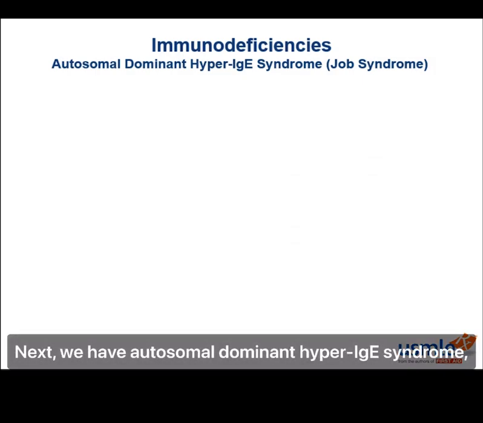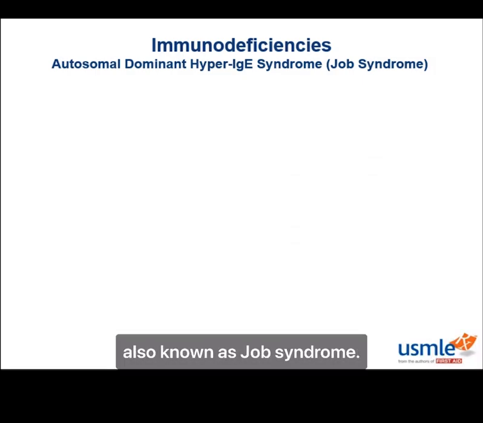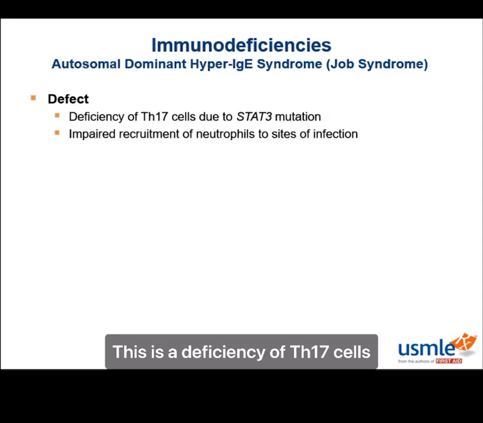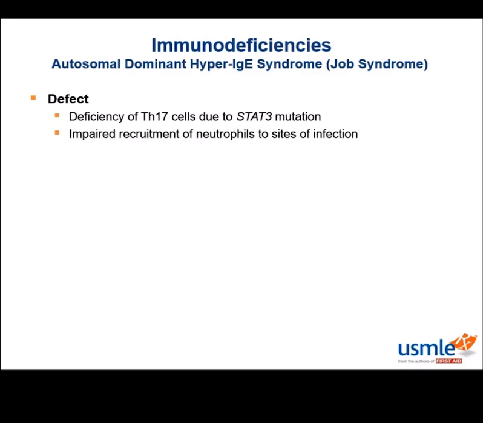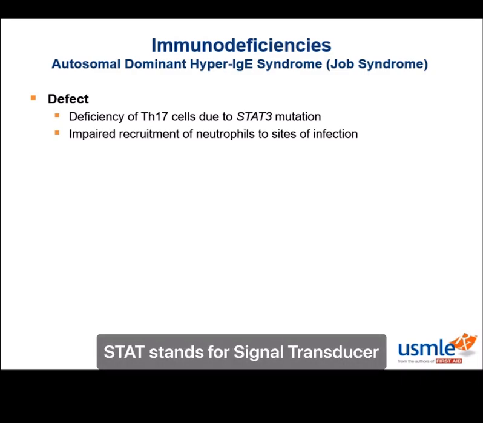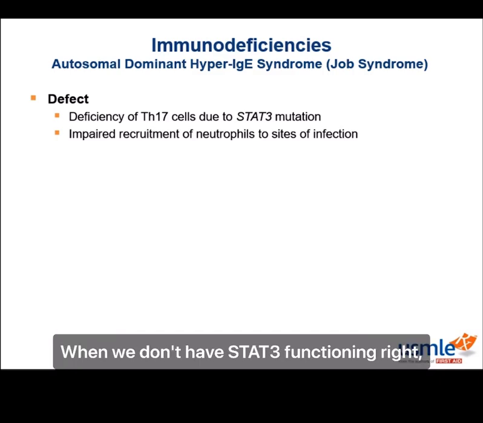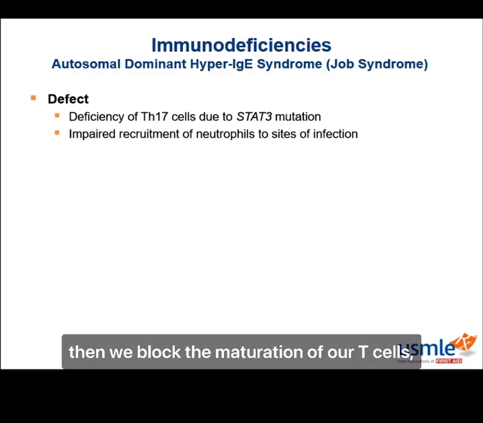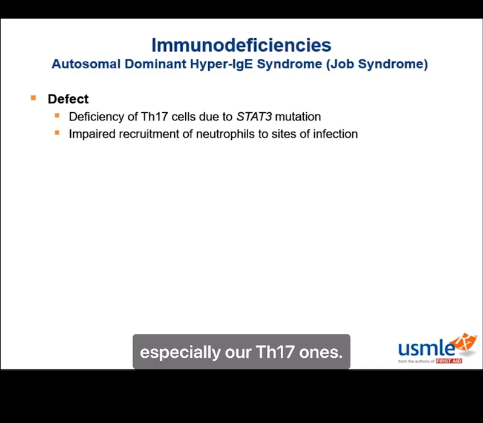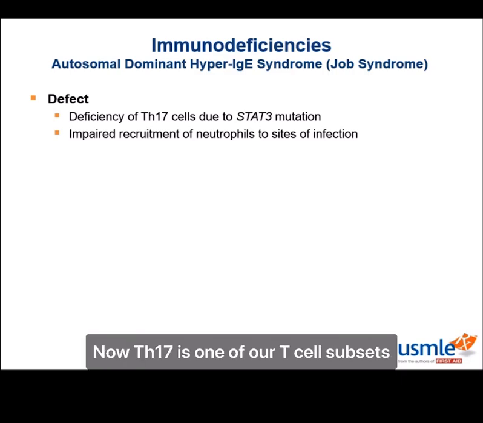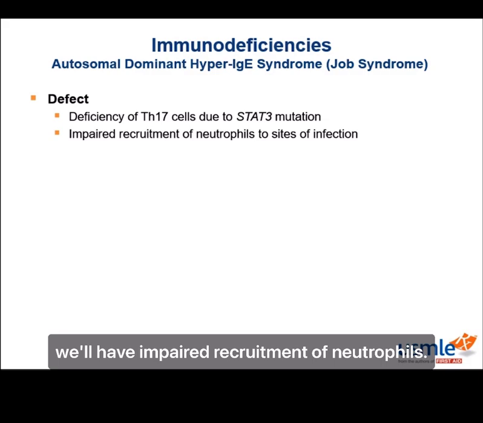Next, we have autosomal dominant hyper-IgE syndrome, also known as Job syndrome. This is a deficiency of Th17 cells due to mutation in STAT3. STAT stands for signal transducer and activator of transcription. When we don't have STAT3 functioning right, then we block the maturation of our T cells, especially our Th17 ones. Now, Th17 is one of our T cell subsets, and its function is to have immunity against extracellular microbes by inducing neutrophilic inflammation. So when we have a deficiency, we'll have impaired recruitment of neutrophils.